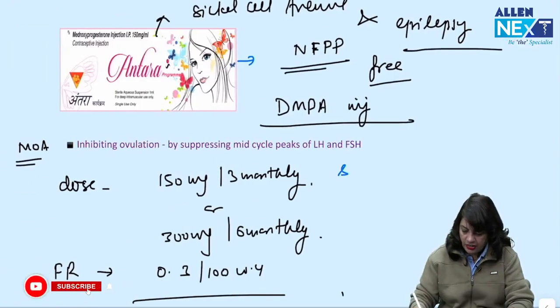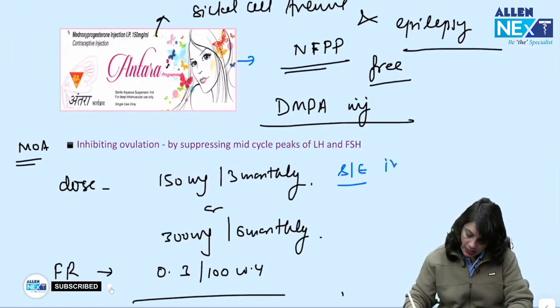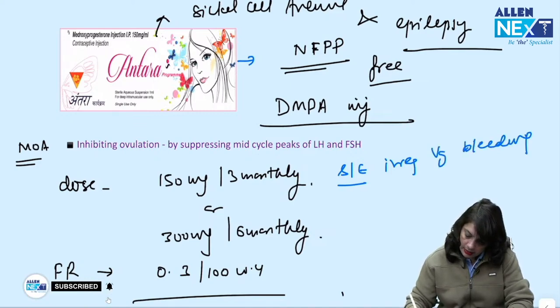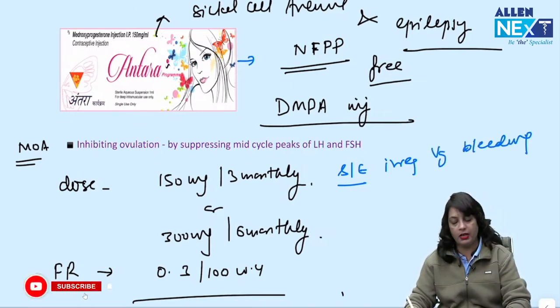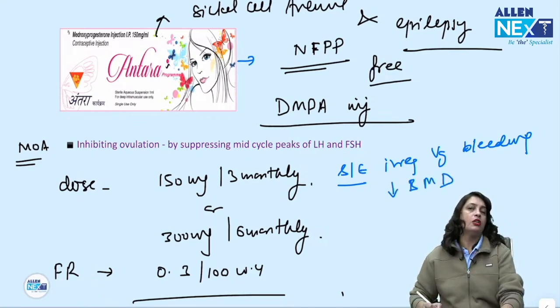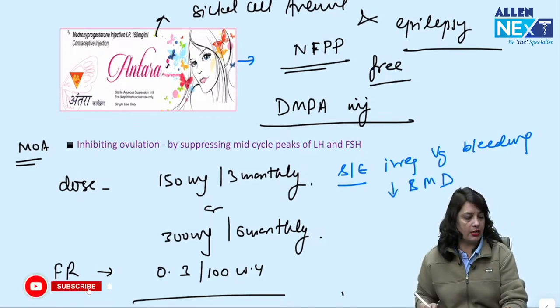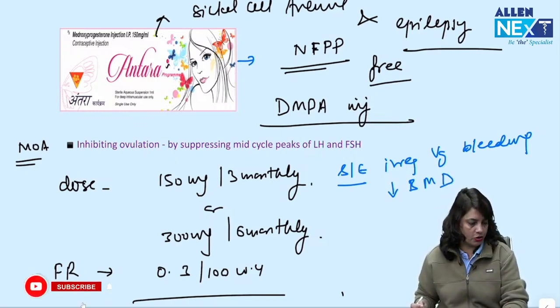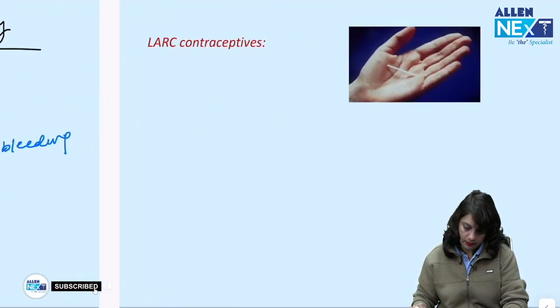Important side effect of this injection is it causes irregular vaginal bleeding, and in the long run it is not preferred in young females because it decreases bone mineral density. So if a female is young and she is using it for a longer duration, then there may be a chance of osteoporosis.